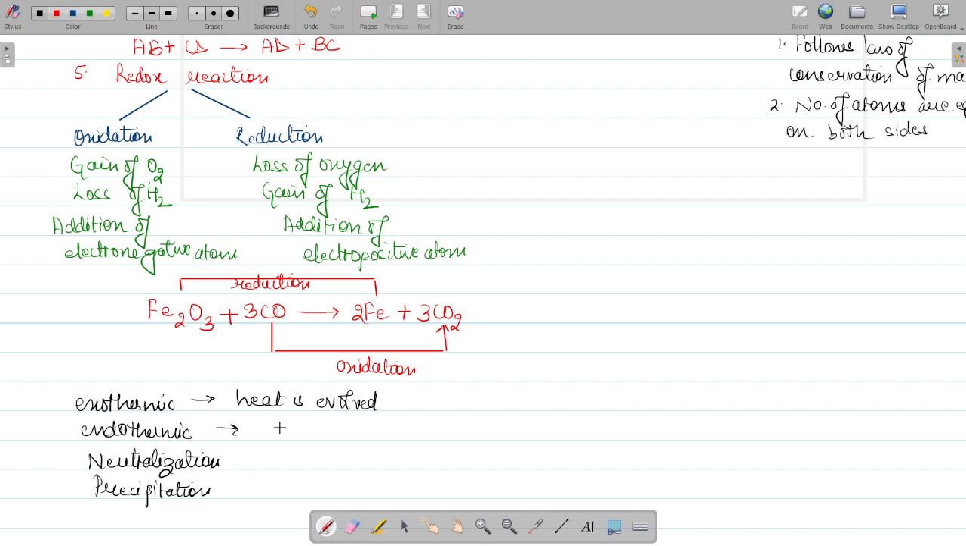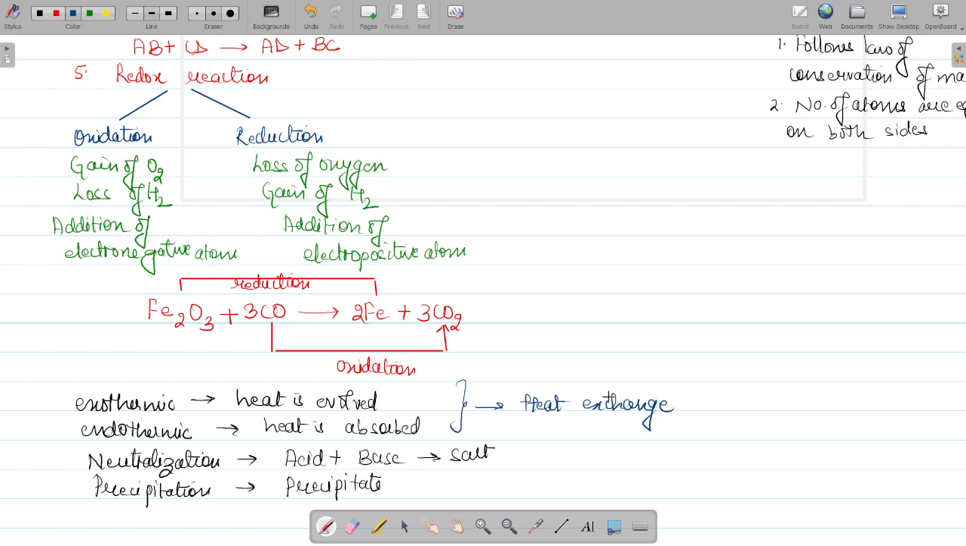When we are talking about the endothermic reaction, it means the heat is absorbed. Talking about the neutralization reaction, it means the combination of an acid and a base to give a salt. And in the case of the precipitation reaction, a precipitate is going to form. Now, what is a precipitate? A precipitate is an insoluble substance. And these two, the exothermic and endothermic, are the reactions of heat exchange.